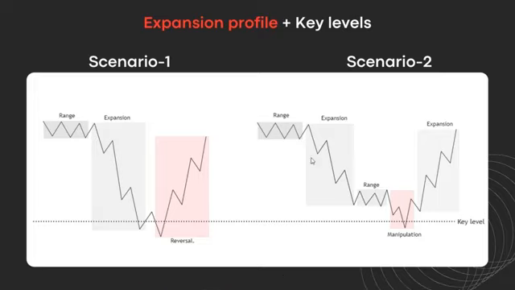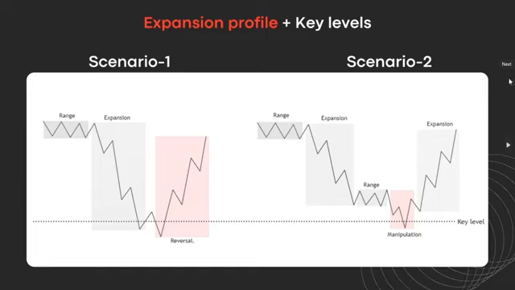In this case, the ranging profile hasn't tested the key level. So what are we going to expect? We're going to expect a manipulation profile, right? So that a key level is tested, and then after that, we're going to expect an expansion. So you can see here we are again using sound logic to anticipate market profiles based on the combination of profiling and key levels.